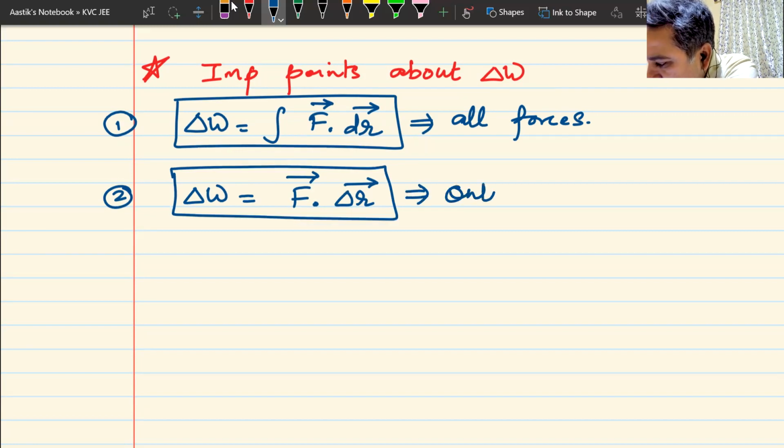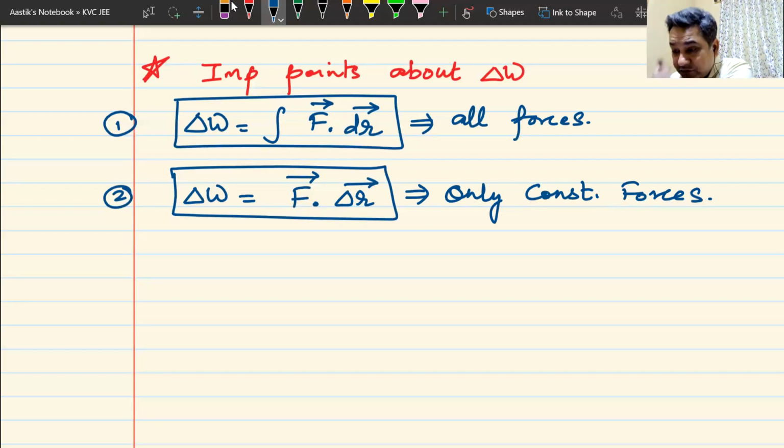This formula is only valid for constant forces. It is valid only for constant forces. I think we all remember this, right? Now we can take the dot product of F with dr. I will get Fx dx, Fy dy, Fz dz. I think you remember this.